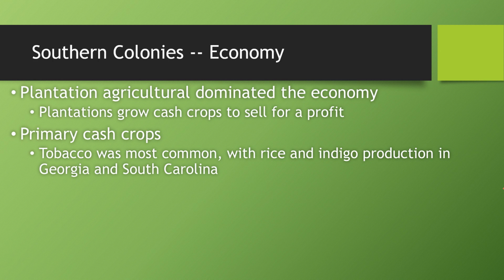The primary cash crops that you see in the Southern Colonies at this time: tobacco was the most common and the most successful, but you also saw rice and indigo production in Georgia and South Carolina. Indigo was a blue dye that was used.